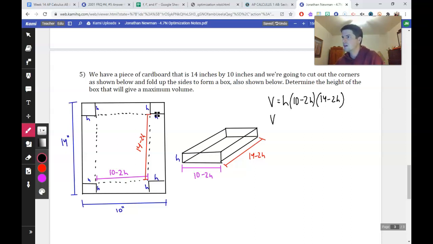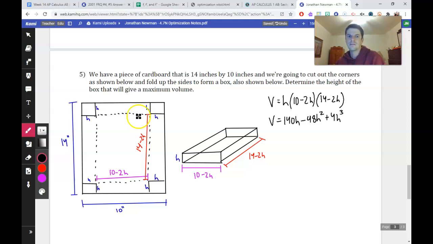Let's multiply this out. I see 10 times 14, and don't forget to multiply this h, so we have 140h. Then we're going to have negative 2 times 14, that's negative 28, and negative 2 times 10, that's negative 20. So negative 20 and negative 28, negative 48. It would just be h, but we have the h out in front, so that's going to be h squared. And then negative 2 times negative 2 is positive 4, and the h's multiply out. It would be h squared, but we have h here, so h cubed.